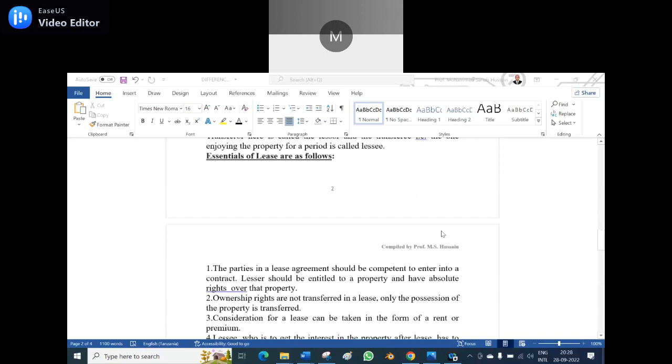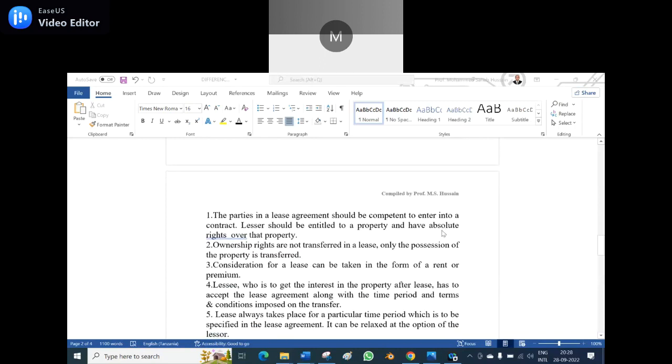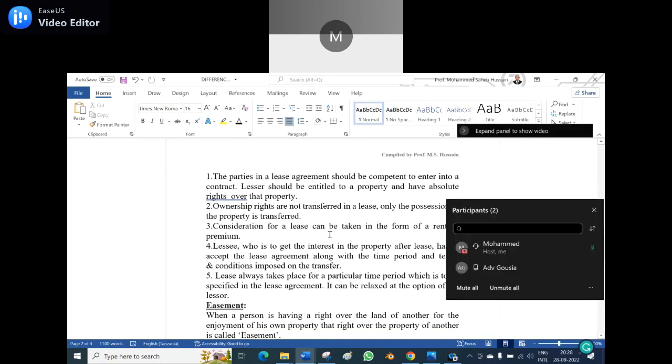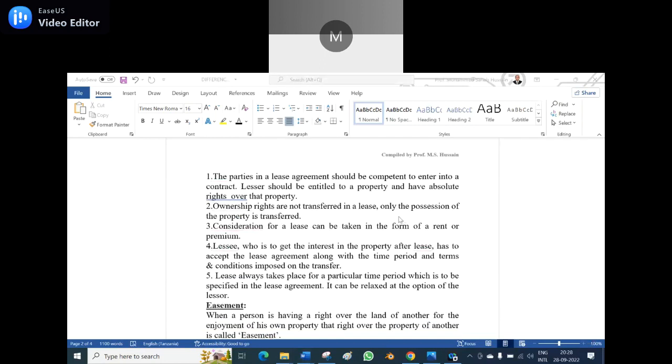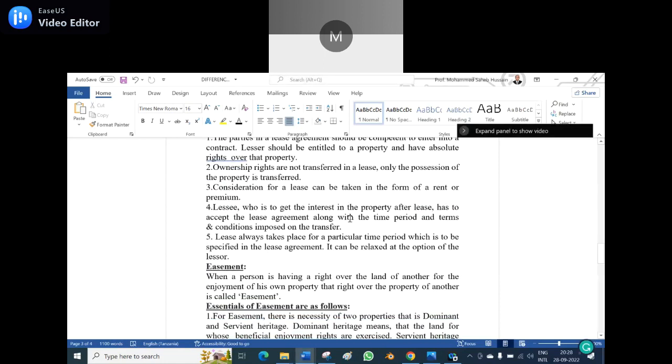Okay, essentials of lease are as follows. Number one, the parties in a lease agreement should be competent to enter into a contract, because it's a contract. Whatever the conditions would be there for the contract, the same conditions would be applicable in the lease. Okay, number two, the ownership. The ownership rights are not transferred in lease. Only the possession of the property is transferred, just as we discussed before.